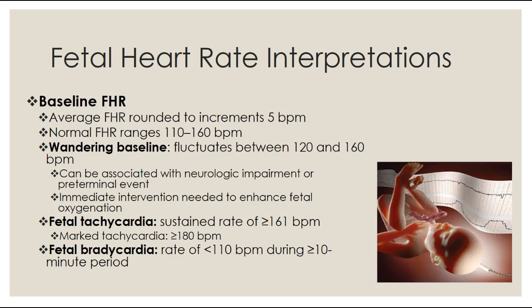So we talk about baseline for the fetal heart rate. That's the most important piece you have to be able to interpret first. An average fetal heart rate is rounded to increments of 5 beats per minute when we're talking about baseline. And a normal fetal heart rate ranges somewhere from 110 beats to 160 beats per minute. A wandering baseline is a baseline that will fluctuate between 120 and 160 beats per minute, or actually 110 if we're looking at normal ranges.